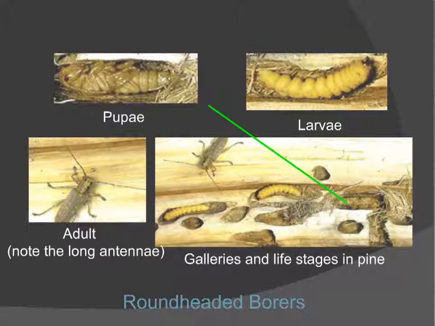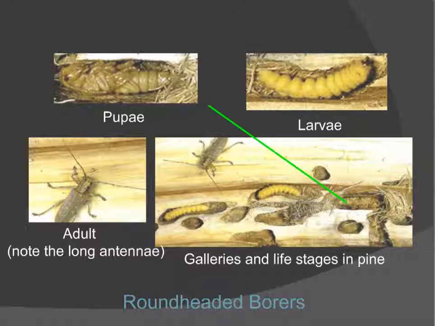Round-headed borers are also called longhorn beetles because of the antennae that they have. They're quite long. These are the ones that burrow right into the wood itself. And the larva has more of a rounded head to it. And I'll show you the head on the flat-headed borer, and you'll see the difference.